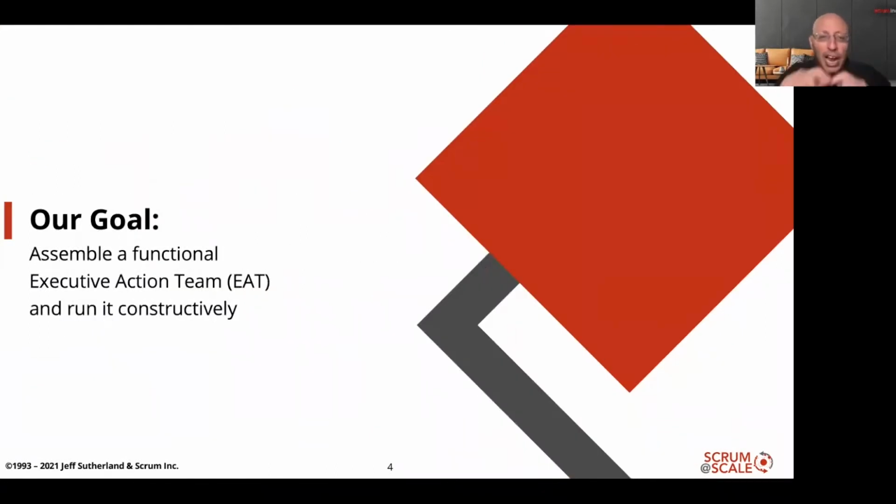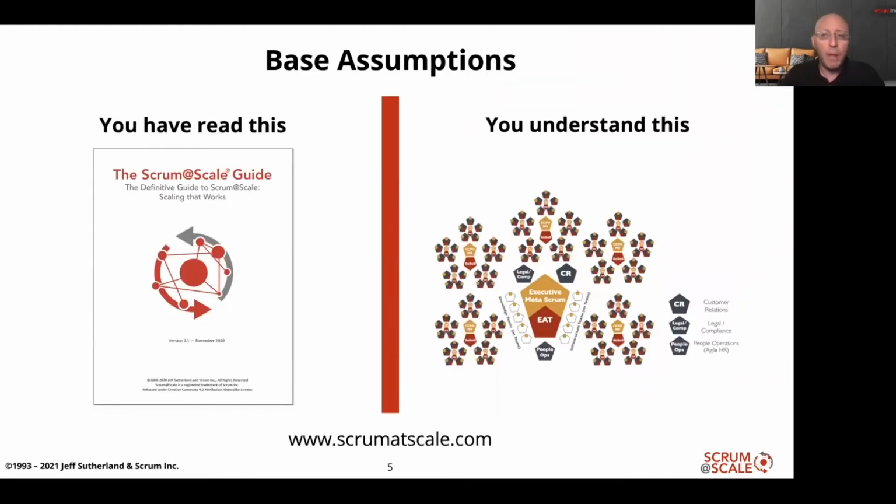But today, let's get started on our goal, which is how to assemble an executive action team that is functional and can run very, very constructively. And there's a couple of pieces to get this right. So my base assumptions going into this are that you have read the Scrum at Scale guide and you understand what agile organizational architecture looks like, not product perspective so much, but also how you would construct an organization. If you're unfamiliar with any of the things that I'm talking about as we go through this and you'd like further reference, please go download the Scrum at Scale guide from Scrum.inc. It's available in a bunch of different languages in case English isn't your primary one.